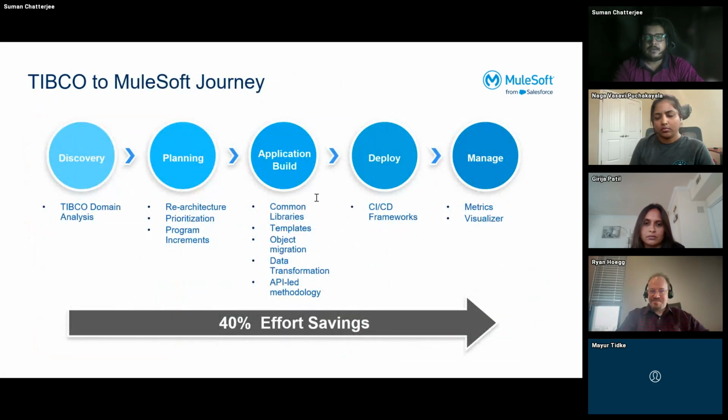So now, I've been talking a lot about being a trusted advisor. Before that, I spoke about why not TIBCO, why MuleSoft, why Salesforce, and so on and so forth. Right now, if we actually look at the migration process, there are certain phases in the entire migration journey that need to be taken care of.